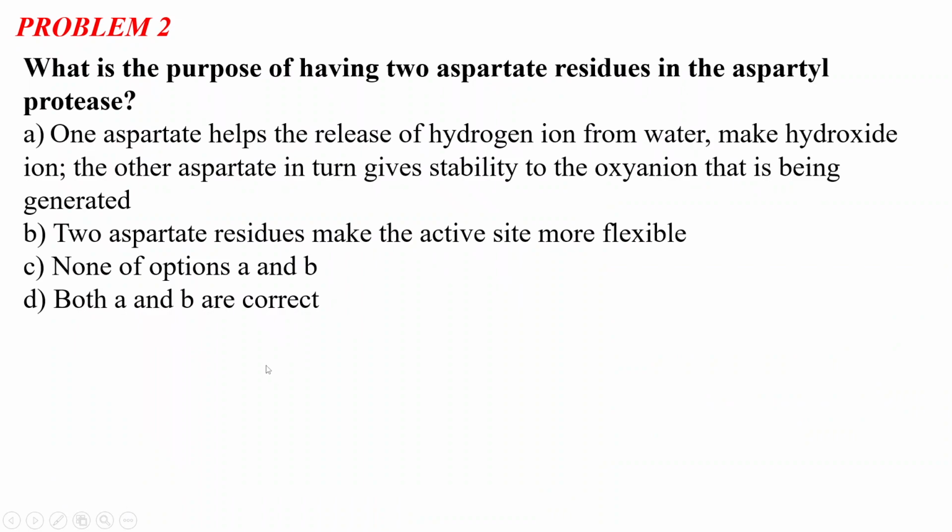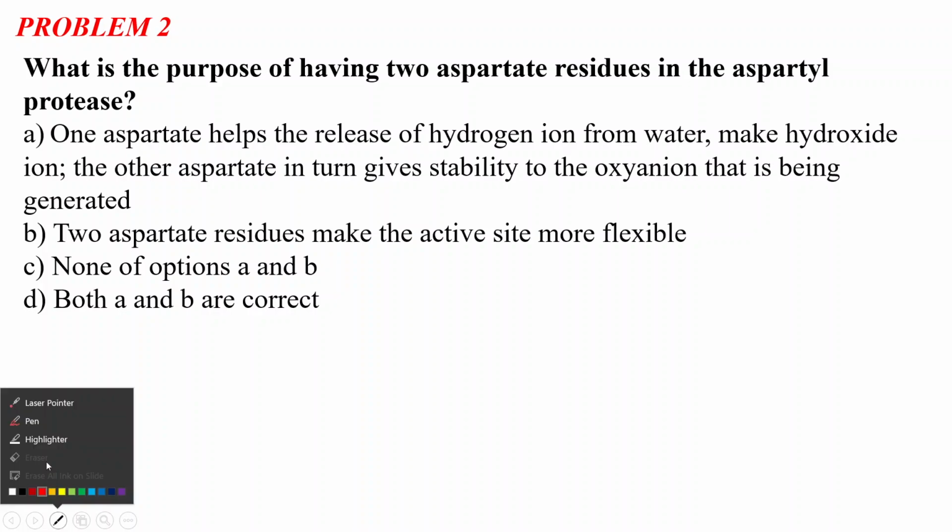Okay. The problem 2 is, what is the purpose of having two aspartate residues in the aspartyl protease? Option A, one aspartate helps the release of the hydrogen ion from water, make hydroxide ion, and the other aspartate in turn gives the stability to the oxyanion that is being generated. Option B is, two aspartate residues make the active site more flexible. Option C is none of options A and option B. And option D is both option A and B are correct.